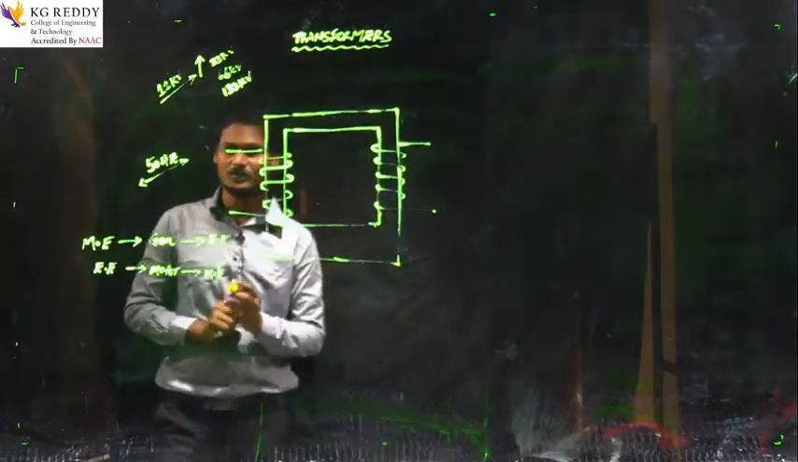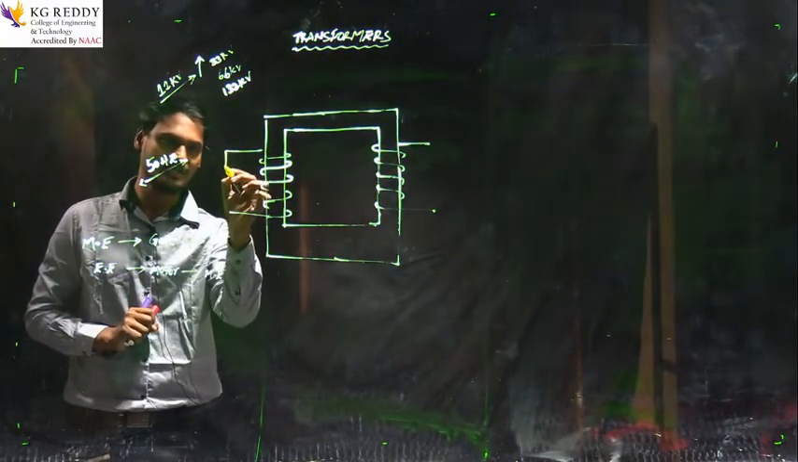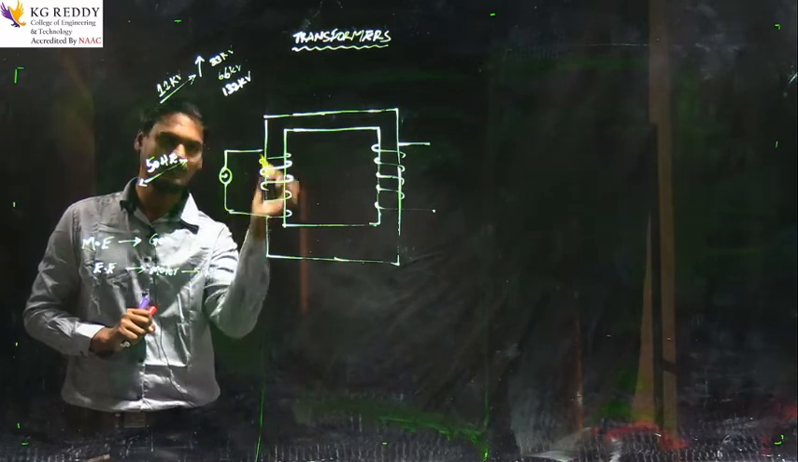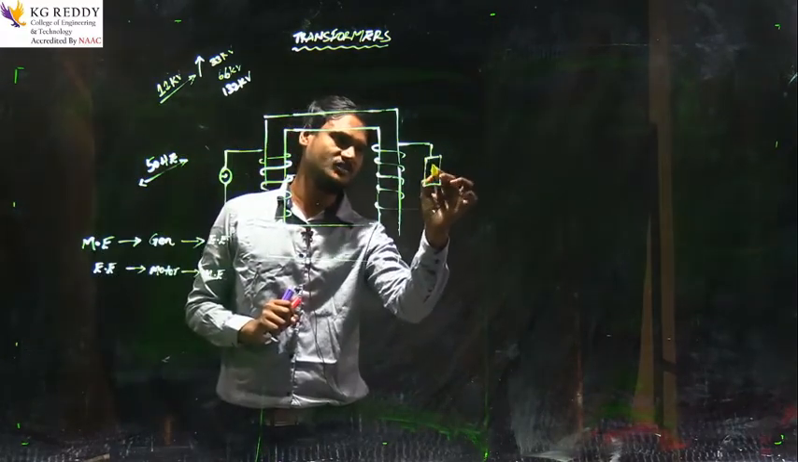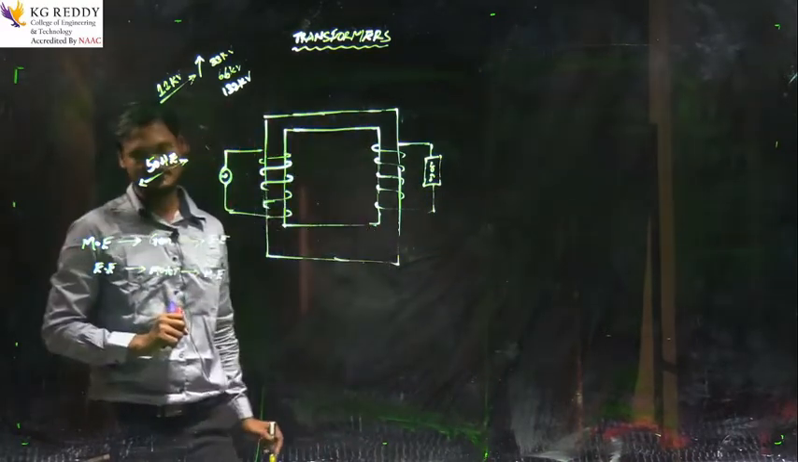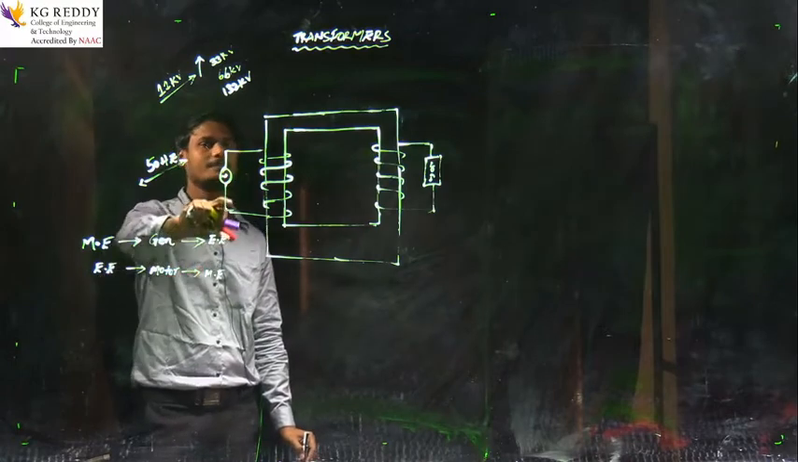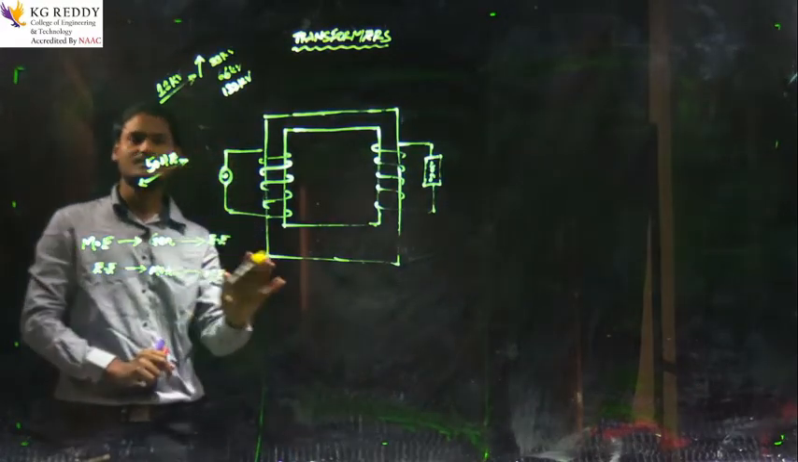Takes place. Why? Because the input will be the electrical energy I am giving here, and the output is also electrical energy. There is no energy conversion going to happen in the transformer. Is it clear? So the transformer cannot be treated as an energy conversion device.